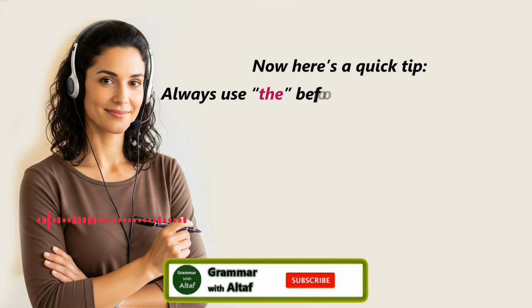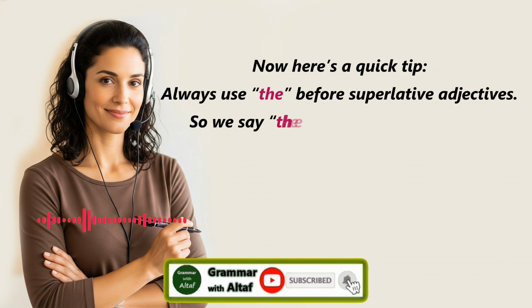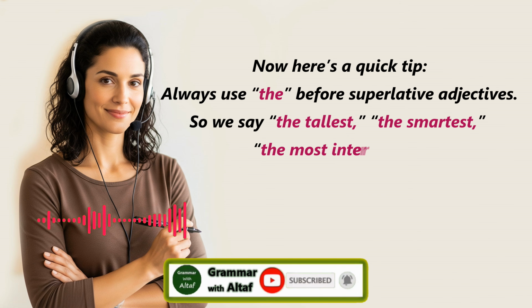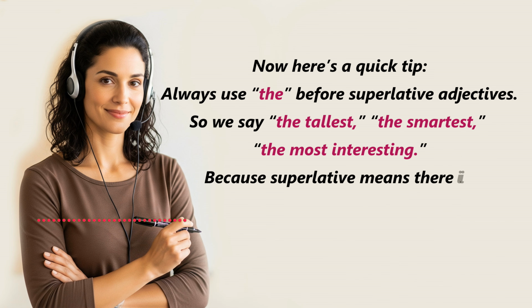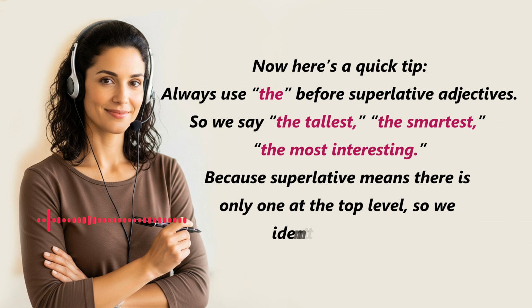Now here's a quick tip. Always use "the" before superlative adjectives. So we say the tallest, the smartest, the most interesting. Because superlative means there is only one at the top level, so we identify it clearly.